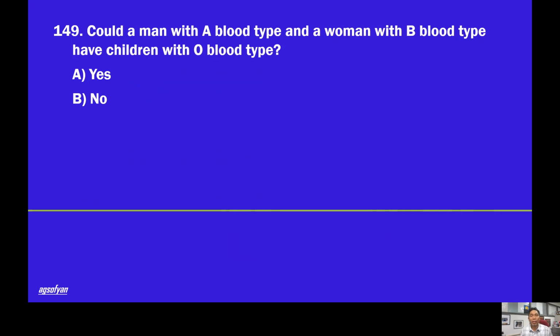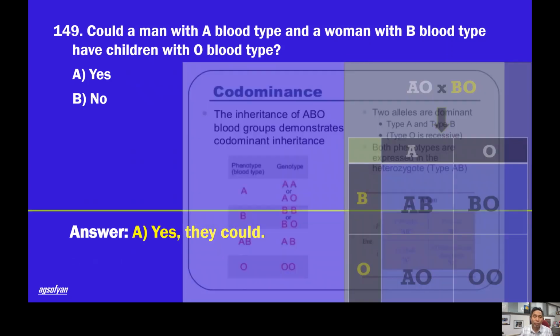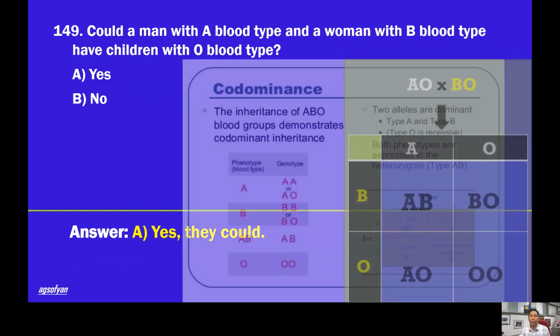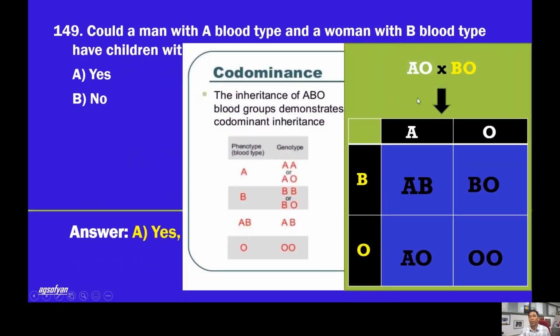149. Could a man with A blood type and a woman with B blood type have children with O blood type? Yes or no? The answer is yes. They could, because if both parents are heterozygous, where the parent with A blood type is AO and the one with B blood type is BO, then they have the possibility to get a child with OO, which is O blood type.